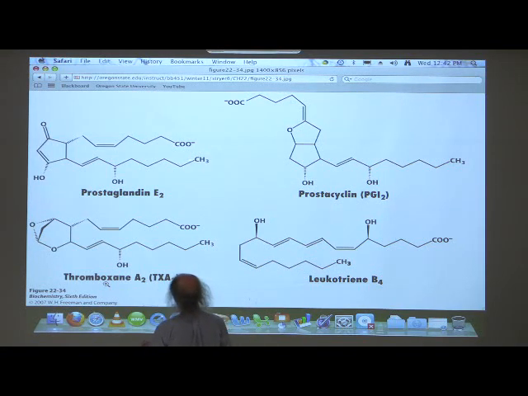Now, arachidonic acid starts out with something that has a carboxyl at one end. It goes on and on and on, and it has a methyl group at the other end. Okay?